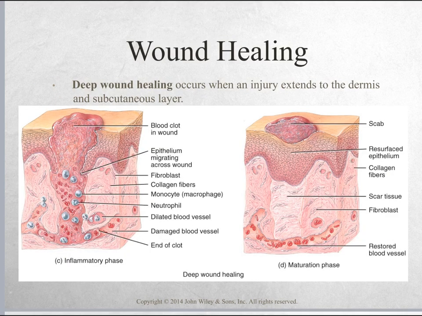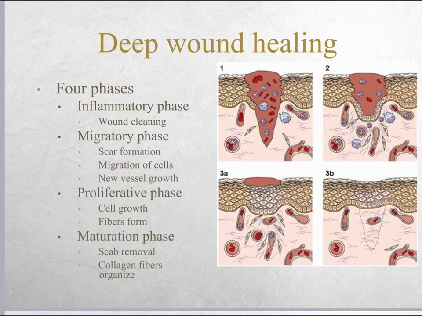Deep wound healing, which is our second type of wound healing, occurs when an injury extends to the dermis and the subcutaneous layer. Now this is typically where we get two separate phases: one, an inflammatory phase, and second, a maturation phase. We're going to look a little deeper into deep wound healing. We're going to look at these four phases that occur when we get a really, really deep cut that extends into the dermis. So the first phase is an inflammatory phase.